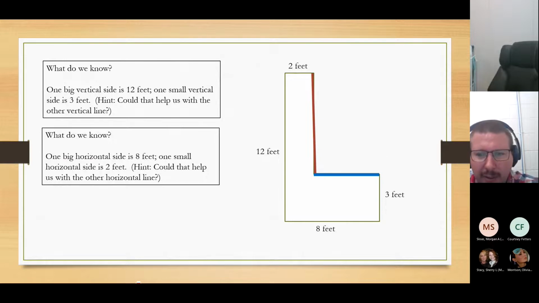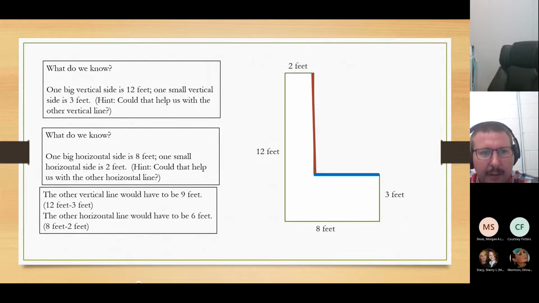Same thing for my big one, my big 8. 8 is going across. What other lines are going across? Well, I got a blue line and 2 feet. Same way, 8 subtract 2 is 6. 9 is going up and down. 6 is going across.